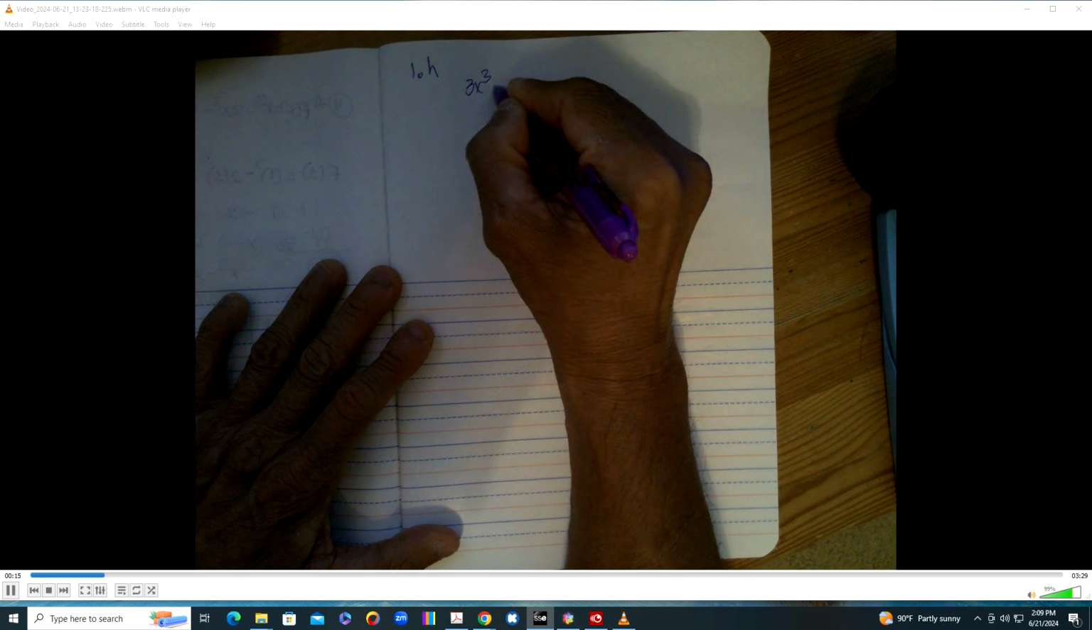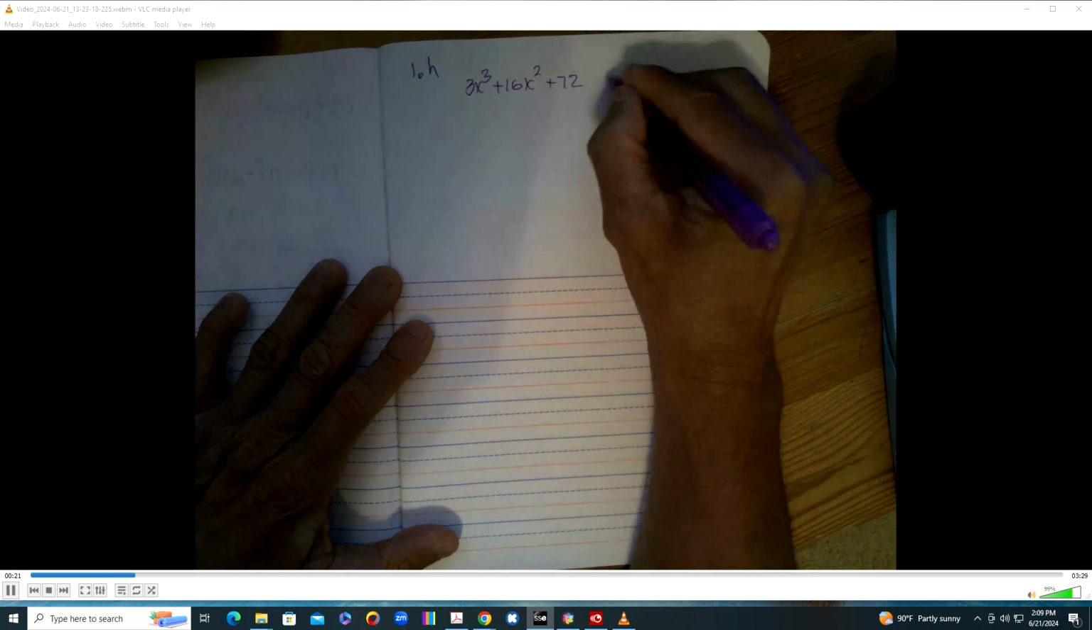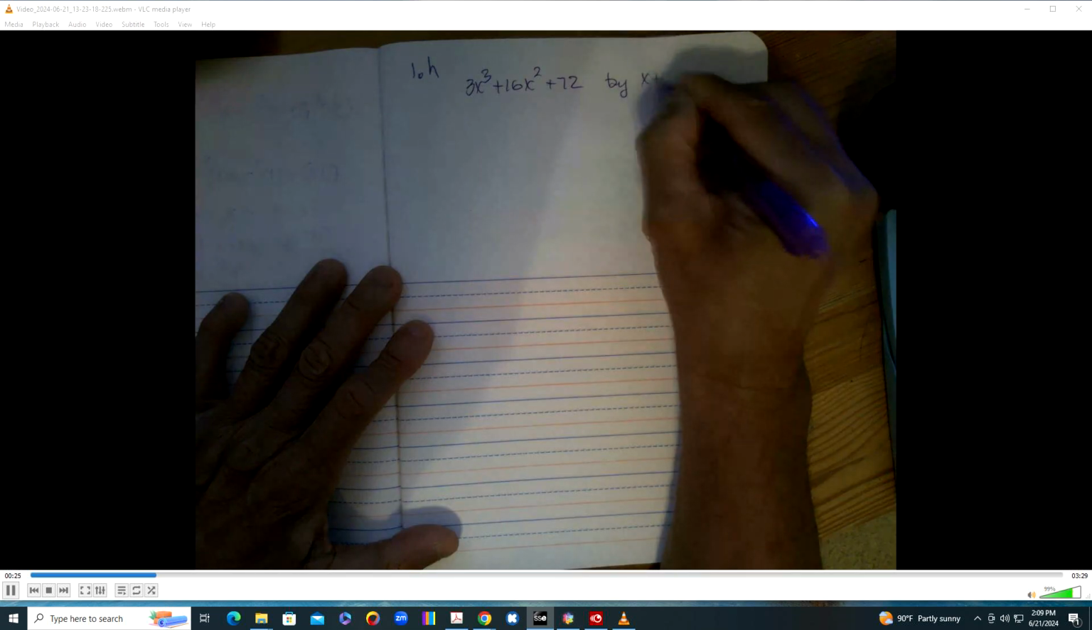Alright, the first problem that I will correct for you, the one you got wrong, is 1.h. This problem is 3x to the third plus 16x squared plus 72, divided by x plus 6.